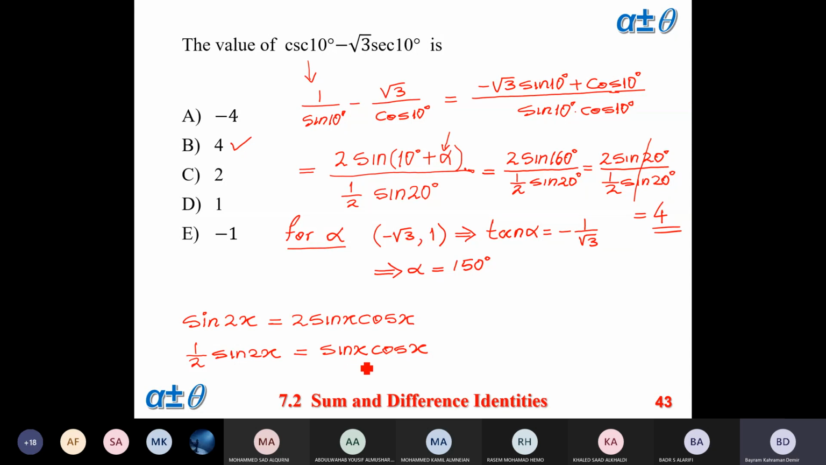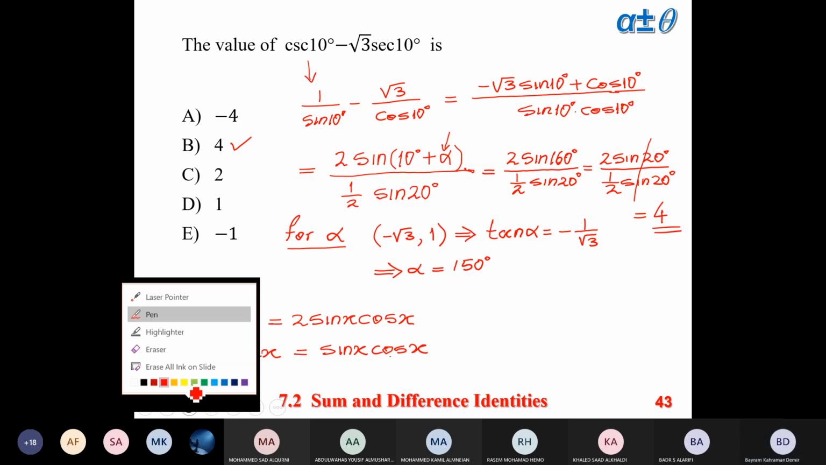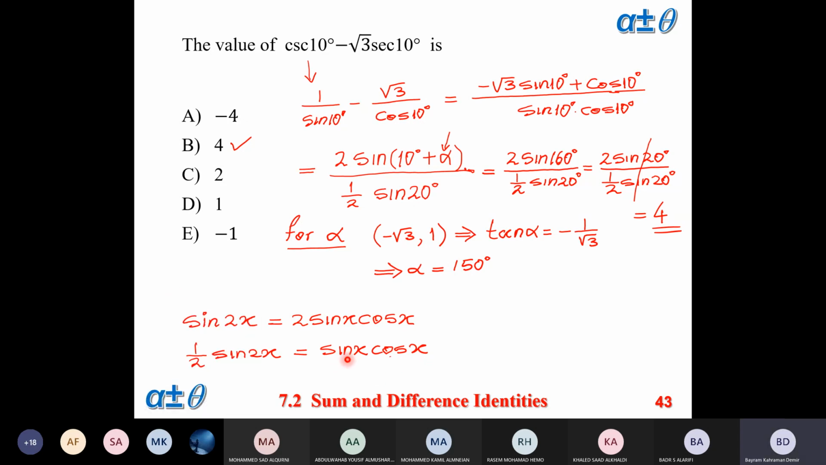Now we see sine of 10 times cosine of 10, right? You see, sine of 10 times cosine of 10 is equal to half of sine of 2 times 10, that is 20. So half times sine 20. So that's how I wrote it here. Half times sine 20. Okay, I am done with the new denominator here.